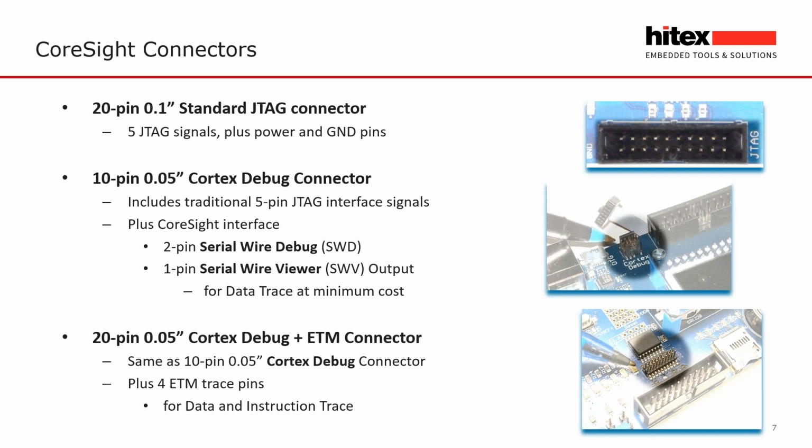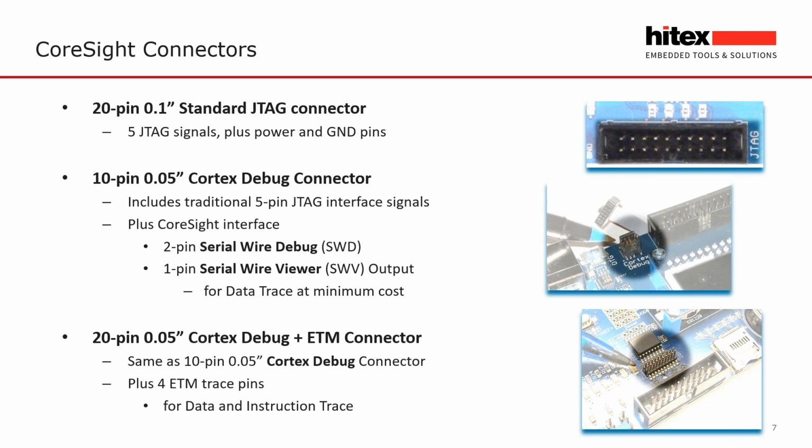If you're designing your hardware, it's important to note that there are a number of much smaller connectors that have been specified for CoreSight debugging. So these just bring out the necessary serial wire debug and serial wire viewer pins. So if you're developing with new hardware, then you should fit these smaller connectors.